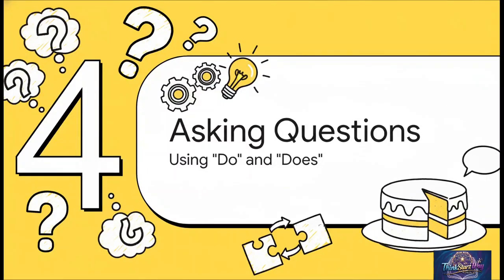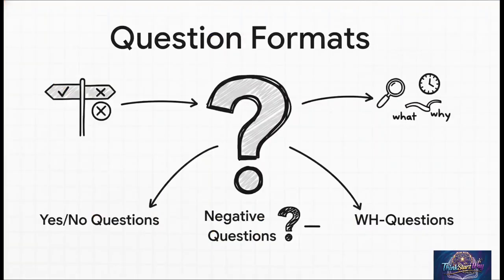Okay, so you've totally got negatives down now. The good news? Questions are going to be a piece of cake. Seriously. The logic is exactly the same. We just need to bring back our trusty helpers, do and does. Basically, we can ask 3 main kinds of questions. You got your simple yes or no questions that start with do or does. Then you have negative ones like don't you have. And finally, the ones where you're digging for more info, using words like what or why. But here's the best part. The main rule is the same for all 3. You're always going to use have.